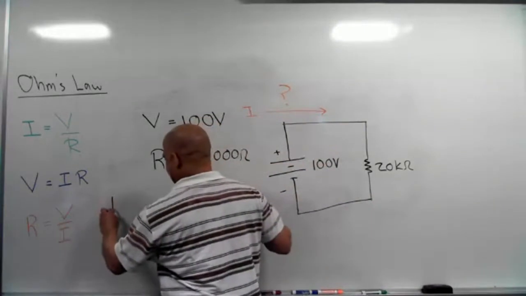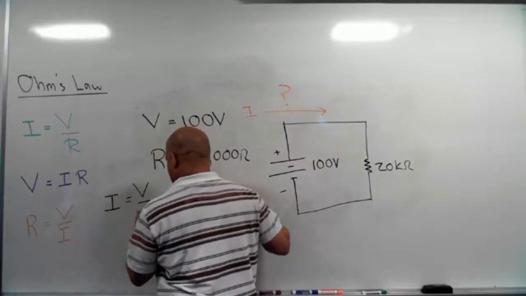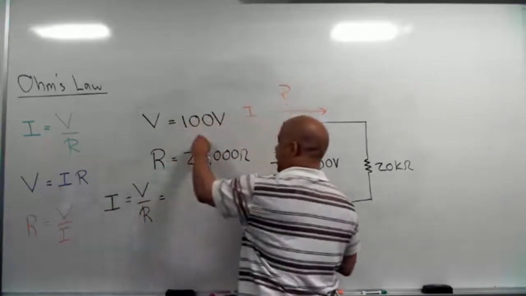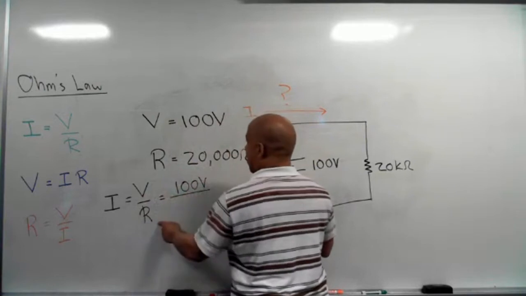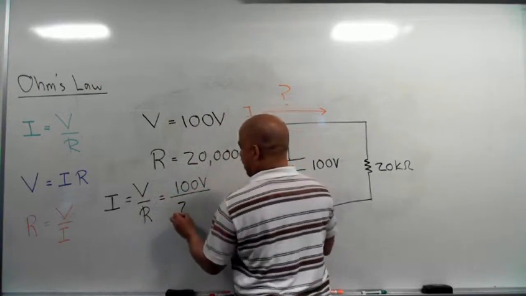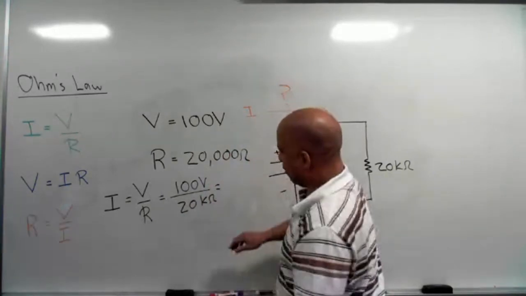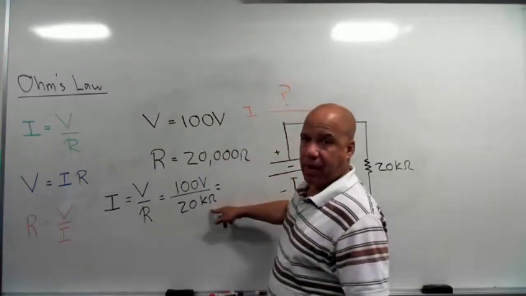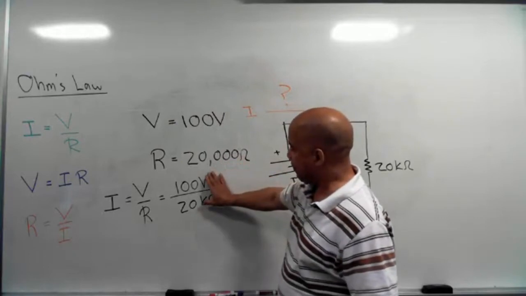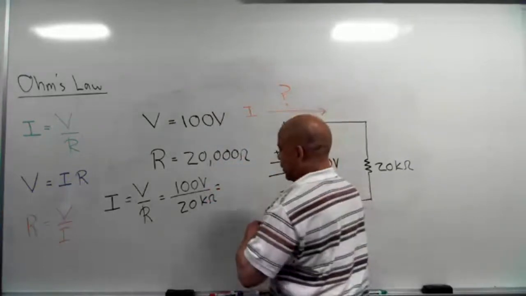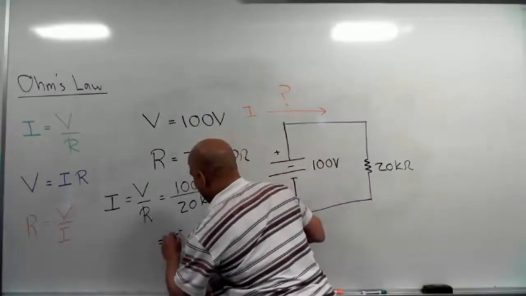All right, Ron, I use this one. I use I equals V over R, and then you're going to say equals. Well, V is 100, and R is 20. Now if you do it this way, it's real simple, right? Then if you write it like that, 20,000. That's just 100 divided by 20, which is 5.